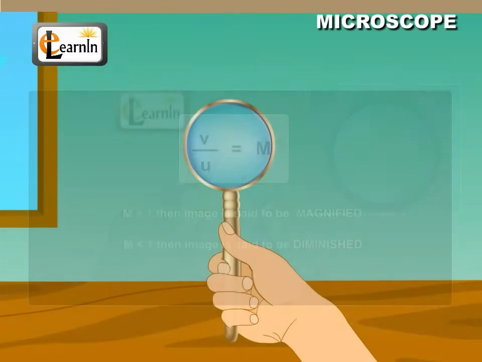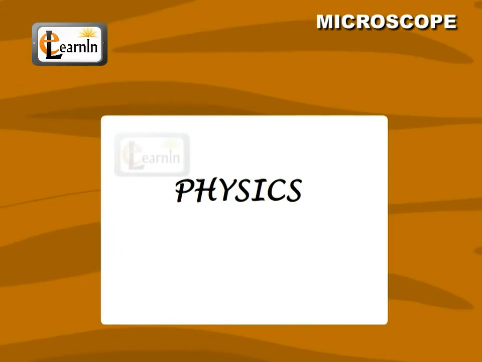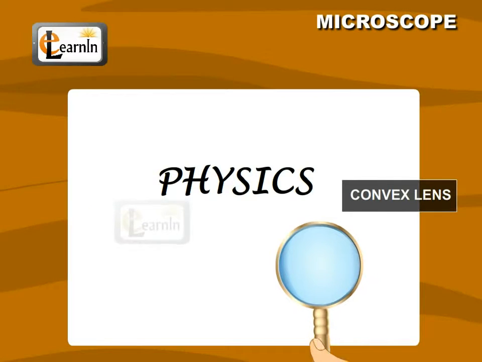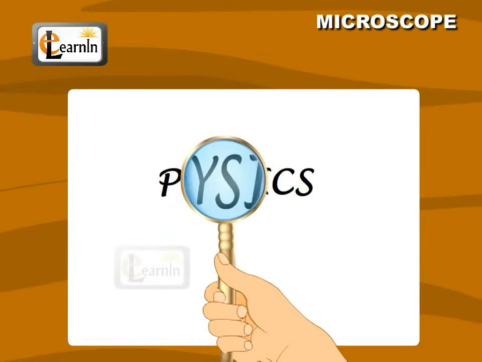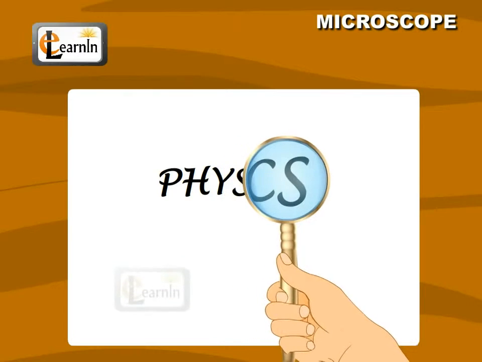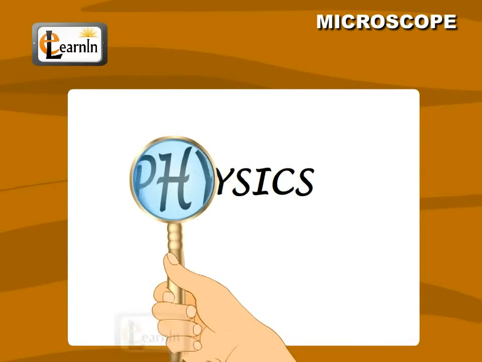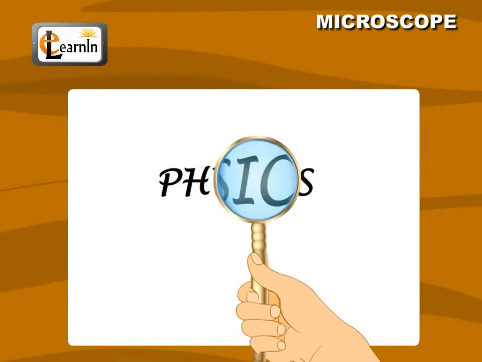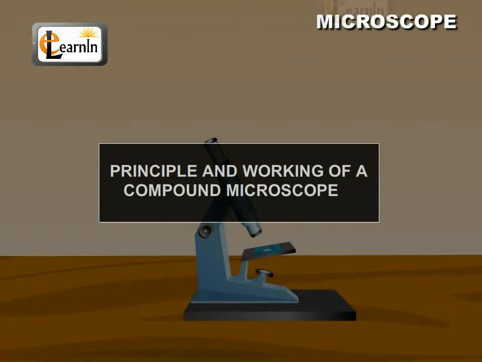Now, let's see convex lens as a magnifier. Write the word physics on a white sheet of paper. Now, take a convex lens and adjust the distance between the word on the paper and the lens suitably so that the letters of the word physics appear big. Hence, a convex lens is also called a simple microscope.